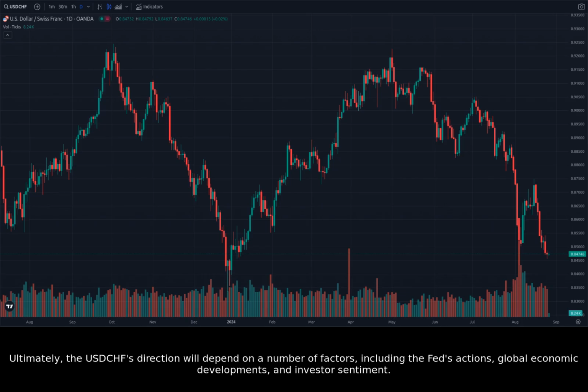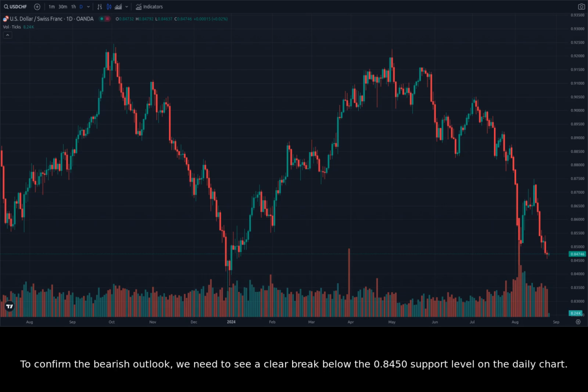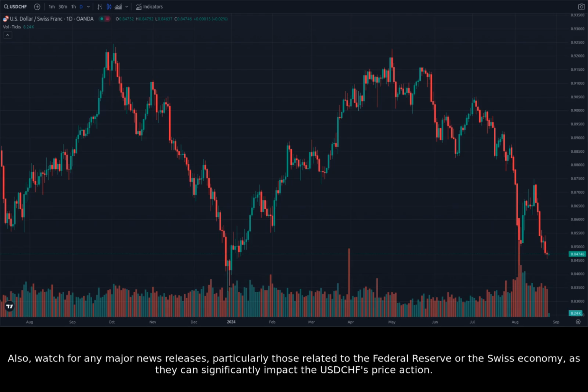investor sentiment. To confirm the bearish outlook, we need to see a clear break below the 0.8450 support level on the daily chart. On the other hand, a break above the 0.8550 resistance level on the 1-hour chart would invalidate the bearish outlook. Keep an eye on these key price levels and the overall market sentiment to make informed trading decisions. Also, watch for any major news releases, particularly those related to the Federal Reserve or the Swiss economy, as they can significantly impact the USDCHF's price action.